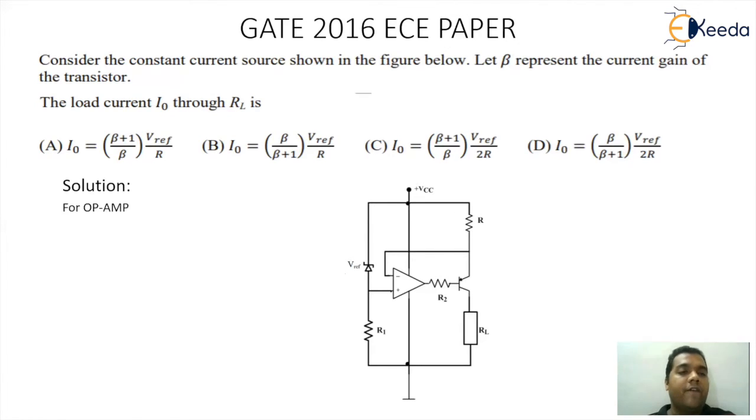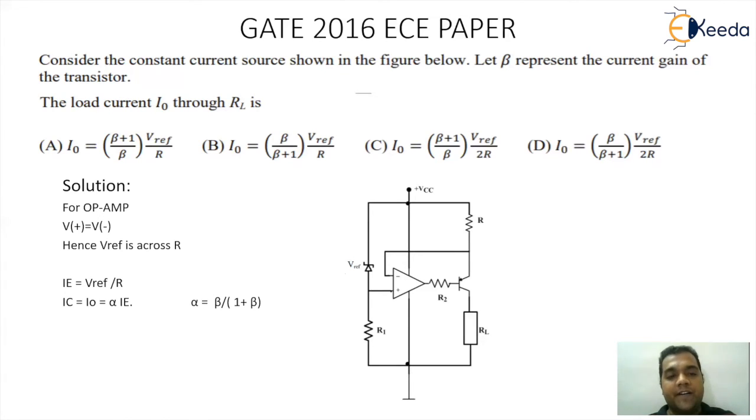So when I find the value of the current, since V plus is equal to V minus, the V ref will directly come across R. The value of the emitter current will be V ref by R, because the transistor shown in the diagram is a PNP transistor. If you observe the arrow carefully, it is a PNP transistor. So the corresponding current in that path is the emitter current. Now IC is basically alpha times IE, where alpha is defined as beta upon 1 plus beta.